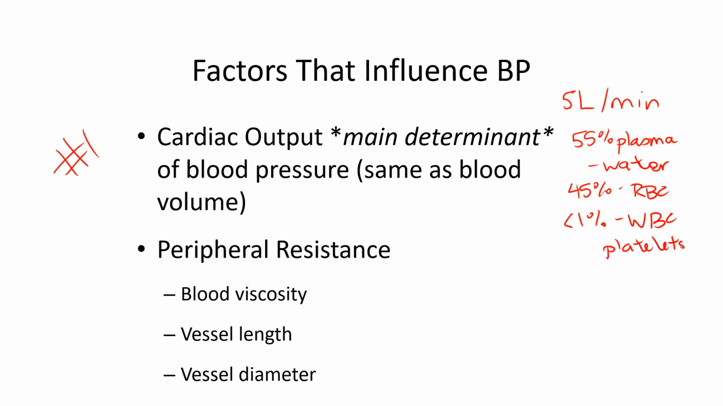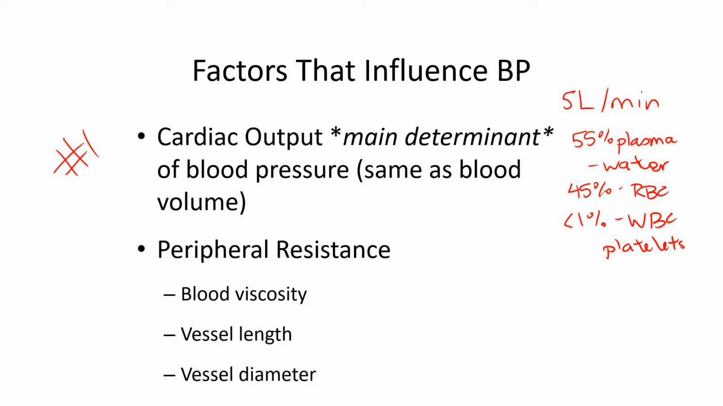If you have too many or too few white blood cells or platelets, they have very little influence over your cardiac output and very little impact on your blood pressure. What has the greatest impact? That's how much water you're circulating and how many red blood cells you've got. So we're looking at this ratio, slightly more plasma than blood cells, that we're circulating. That's what we're looking at for cardiac output.